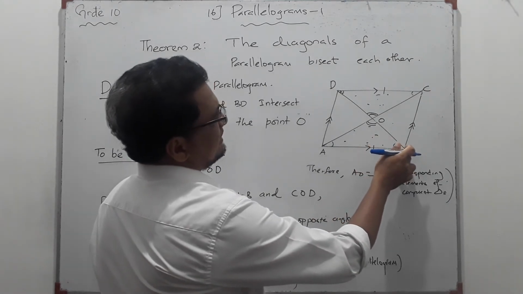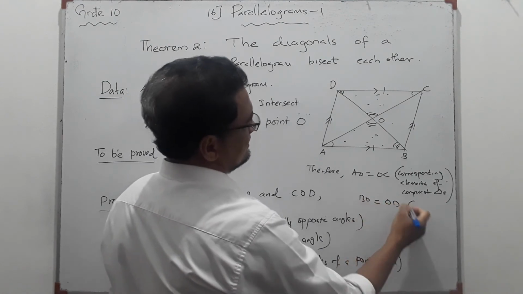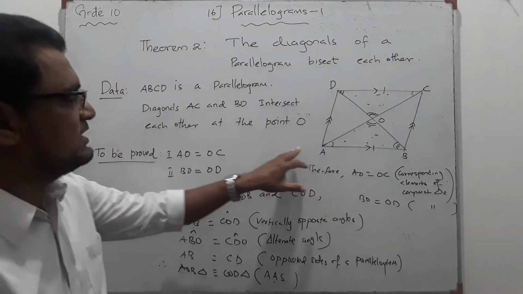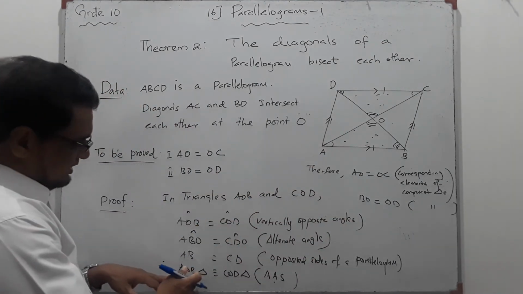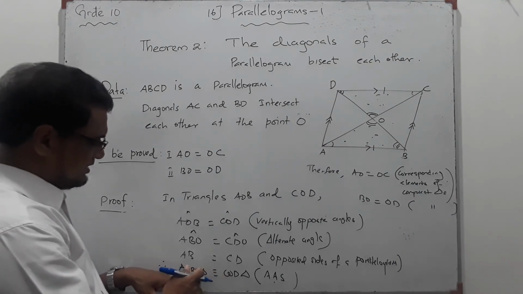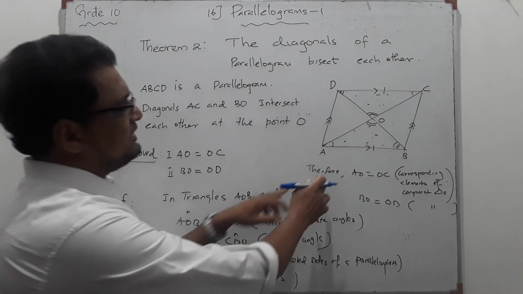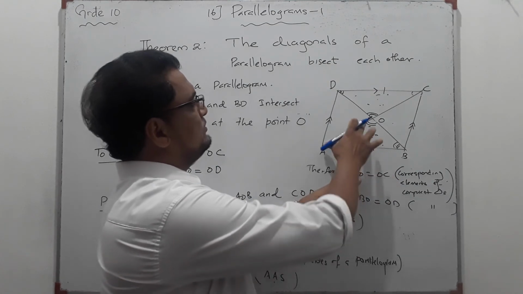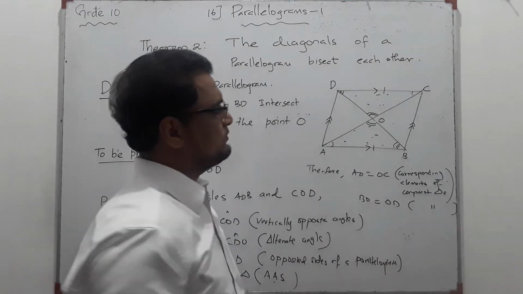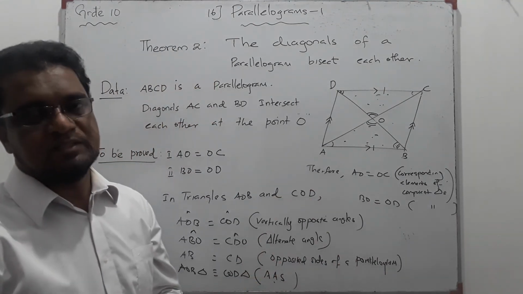Similarly, you can write the same: BO equals OD, with the same reason. Now look at this conclusion. After proving the pair of triangles AOB and COD congruent, we can write that AO equals OC and BO equals OD, because corresponding elements of congruent triangles are equal. According to this, you can come to the decision.